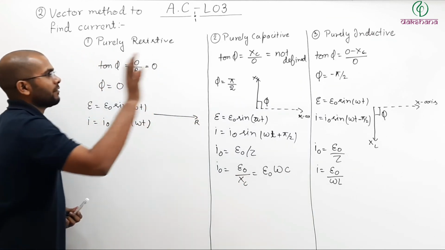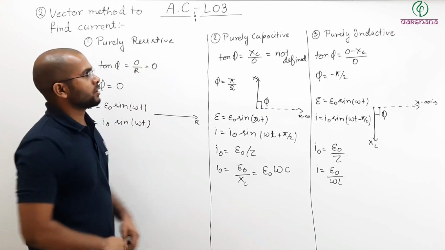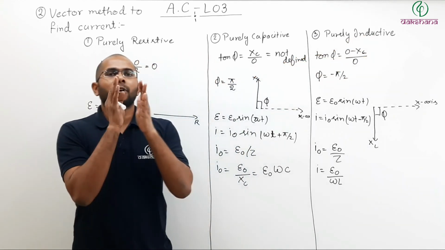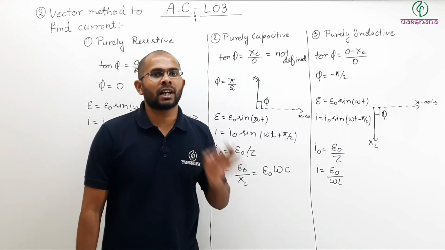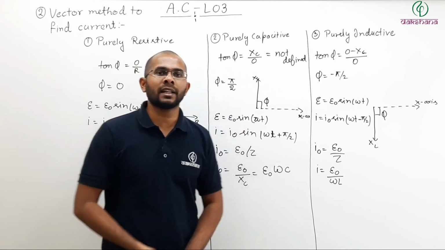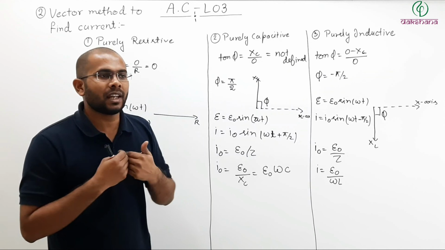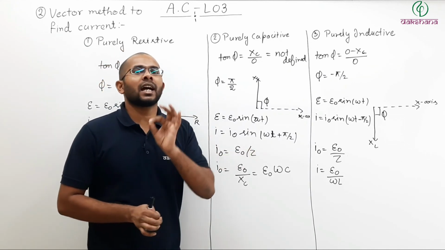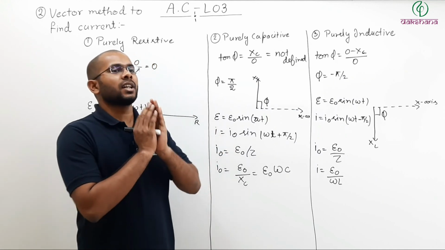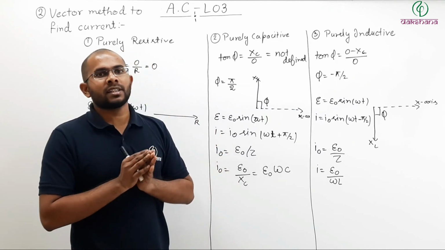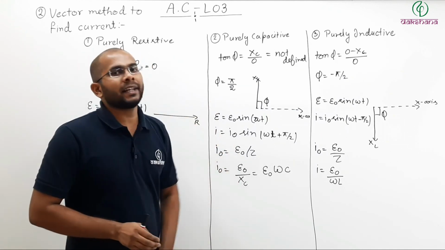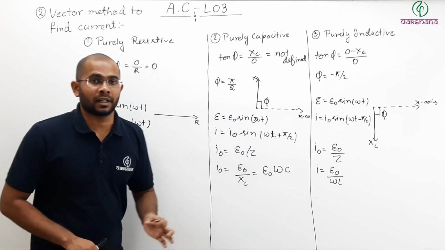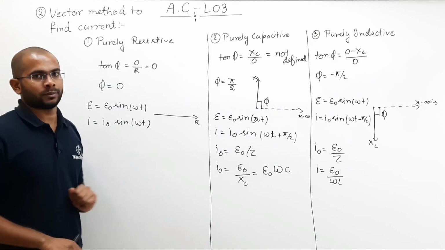So here we have verified in purely resistive, purely capacitive and purely inductive circuits that our phasor method or vector method of finding the current works. Even though R, XC and XL are not vectors, they are just treated as vectors in order to avoid the mathematical calculations of finding the current. Pause the video, note them down.